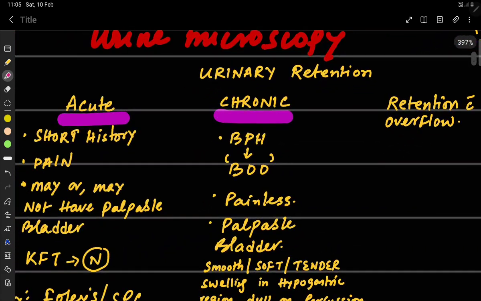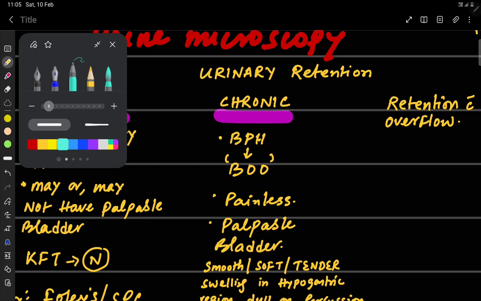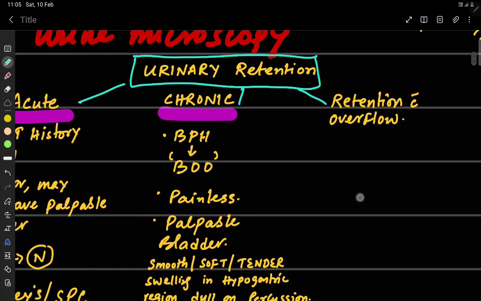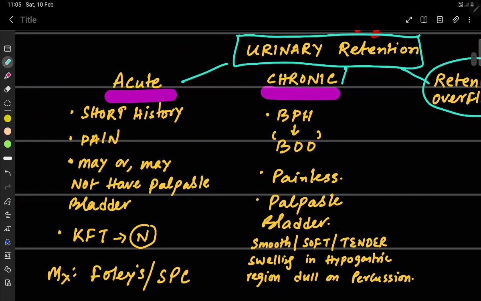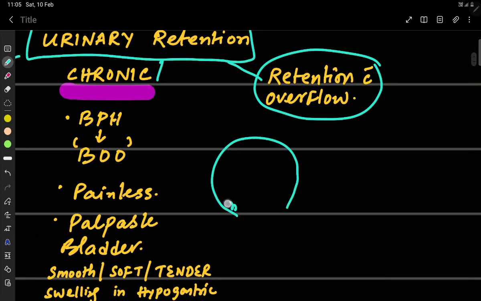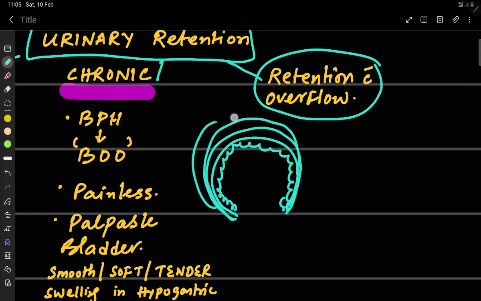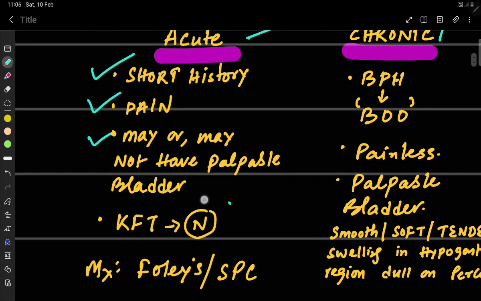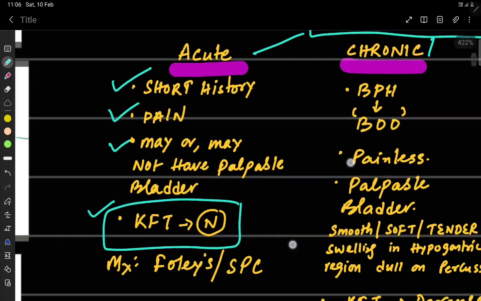So now urinary retention. Do you know the types of urinary retention? Examiner may ask you. Yes sir, I know. The types: acute retention, chronic retention, and retention with overflow. In acute retention, there is a short history. There may be pain, although in our cases there is no pain, but pain is generally present. There may or may not be a palpable bladder. Actually, why is the bladder palpable? During chronic retention of urine, the bladder wall gets thickened and enlarged, so that's why it is generally palpable. In the acute case, it is not palpable. Kidney function test is generally normal in the acute case.